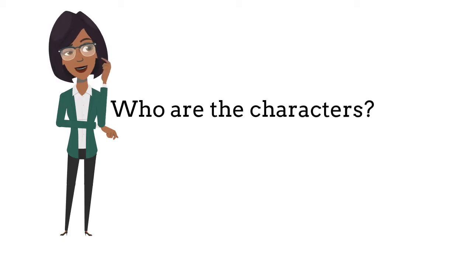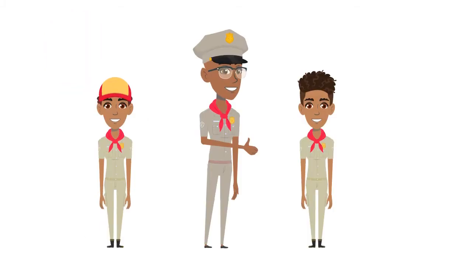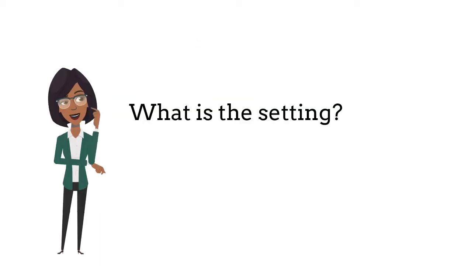Now, let's see if you are able to identify and name the characters in the story. I'll give you a moment to think about it. Great job! You guessed it right. We now know that the characters are the people, animals, or creatures in the story, so the characters in this story are Nick, Jordan, and Mr. Randall. Now, take a moment and think about the setting.